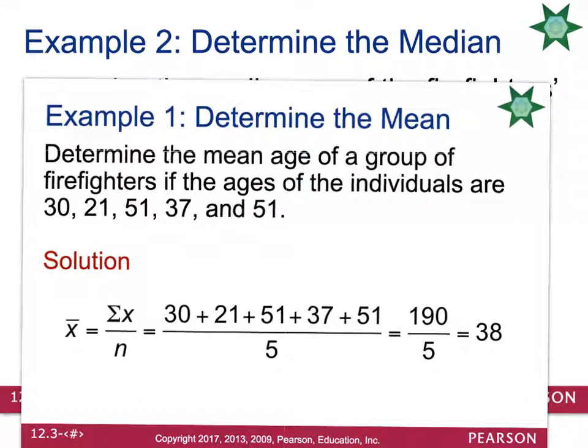So to find the median, I am going to first put the numbers in order from smallest to largest. The smallest is 21, then 30, then 37, and 51, 51. So your median is the number that's dead center. So the median age of the firefighters is 37.